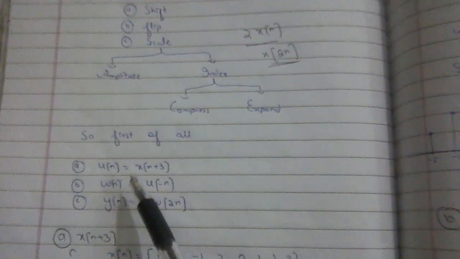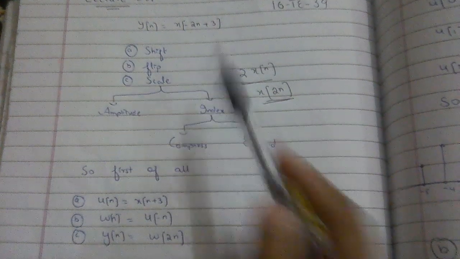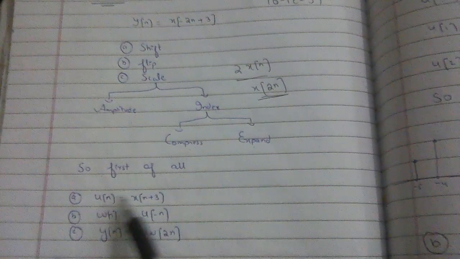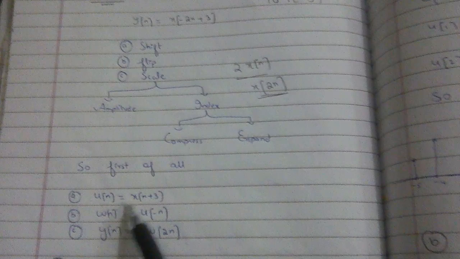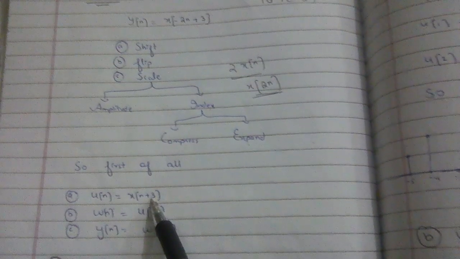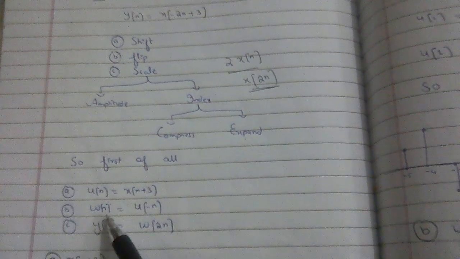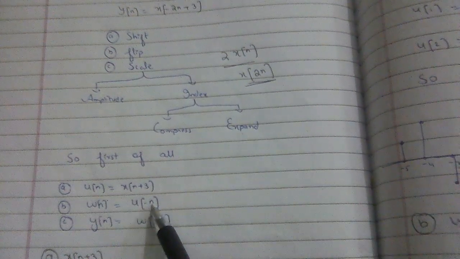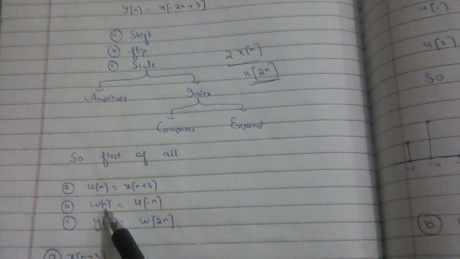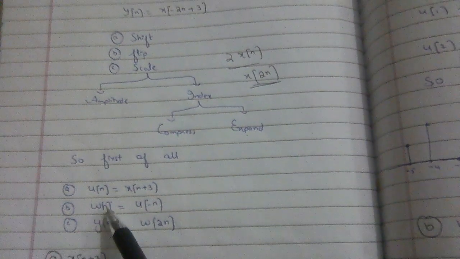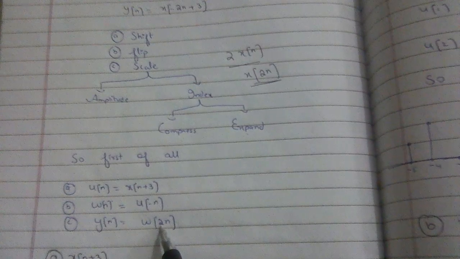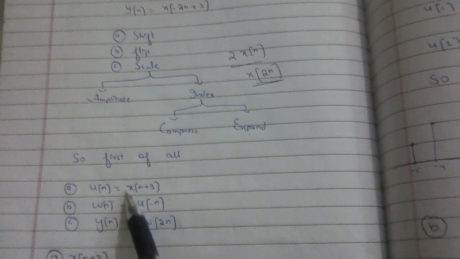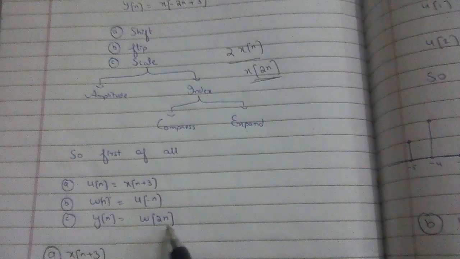So first of all, for this signal we will shift the signal, that is u of n. I have made it equal to u of n. U of n is equal to x of n plus 3. I have ignored the other time scaling and flipping of the system. Then this output u of n, if I flip it, u of minus n, will be equal to another output w of n, and this w of n, if it is compressed by a factor of 2, that is w of 2n, then this will be equal to the actual output of the system after performing these three basic functions of shifting, scaling and flipping.